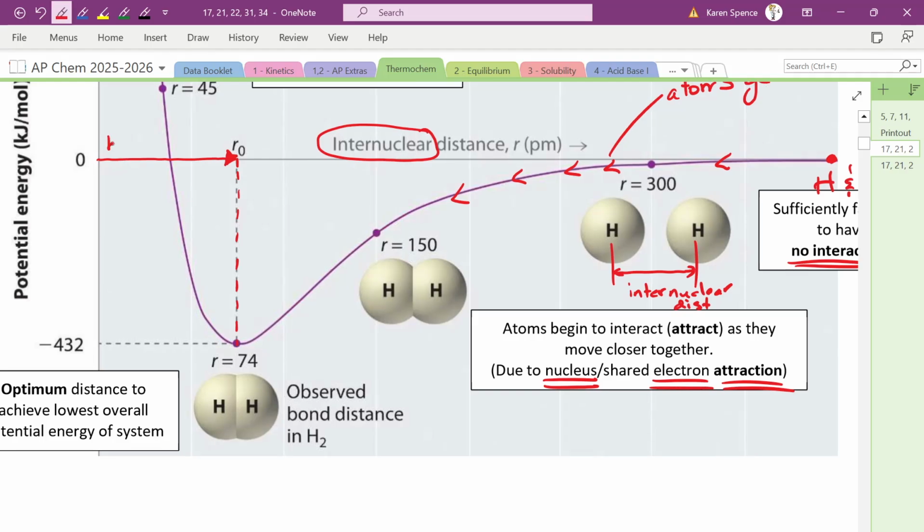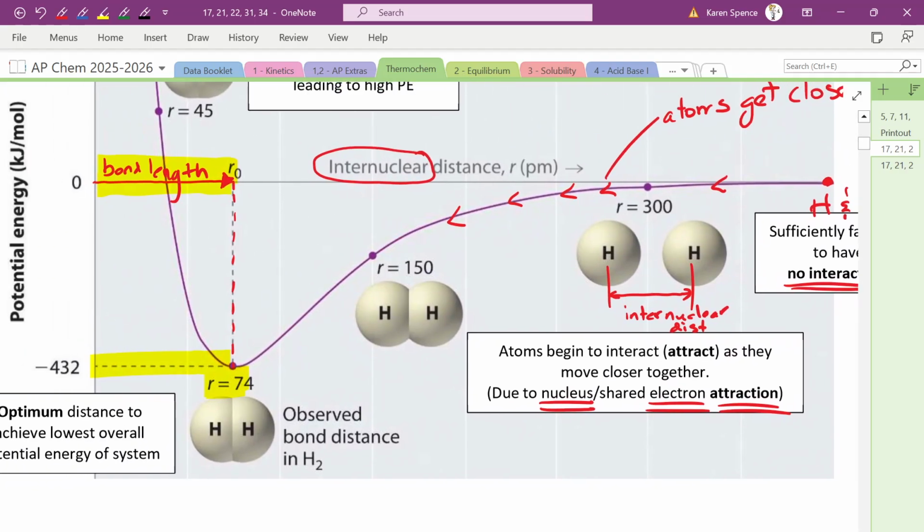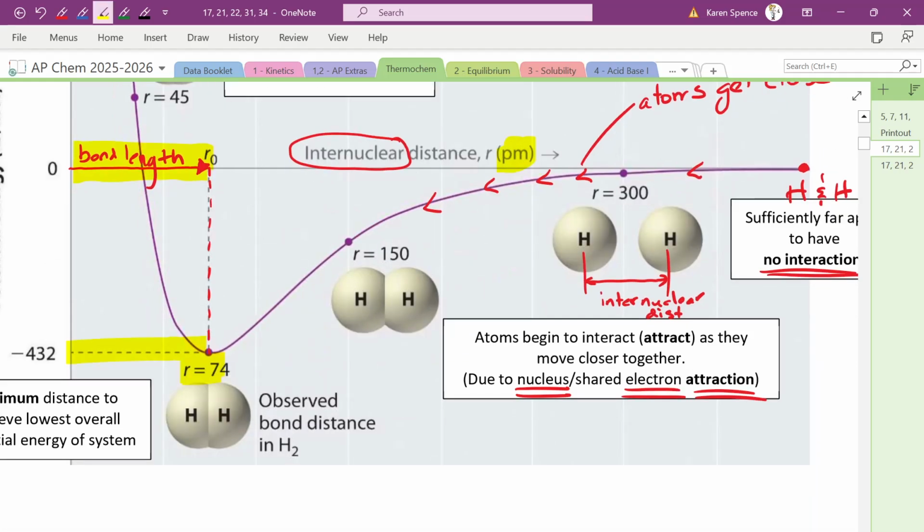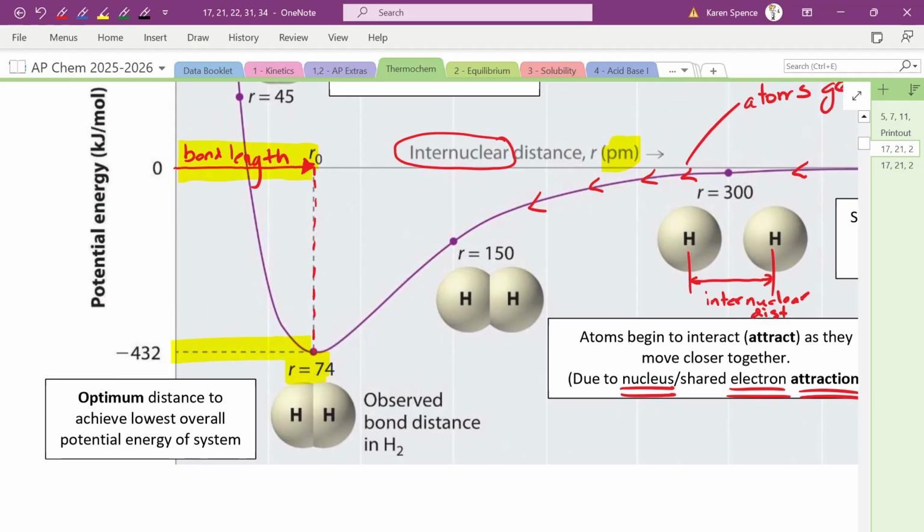Okay? Average bond length. And in this case, 74. I assume that's angstroms. I could be wrong. What does it say? Doesn't say. Oh, picometers, 74 picometers. Do you guys know what a picometer is? 10 to the negative 12, okay? Yeah. All right, so that's our bond length.